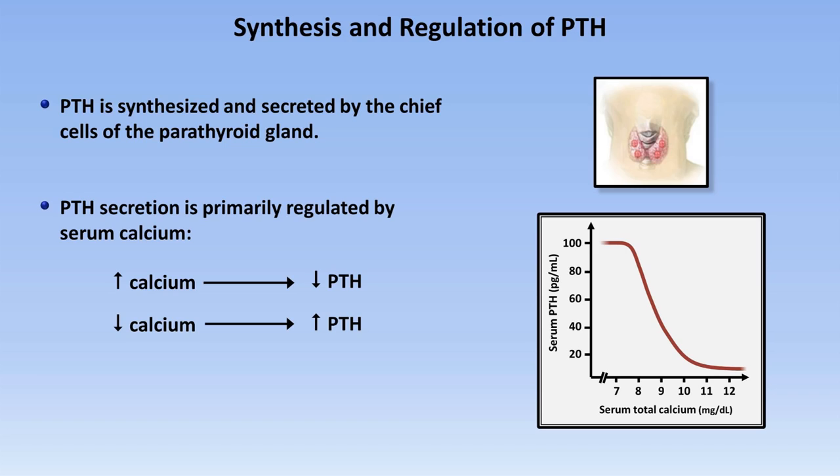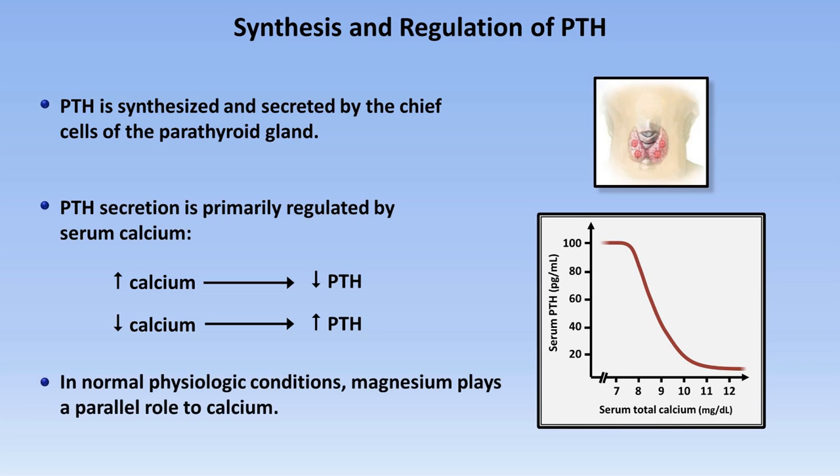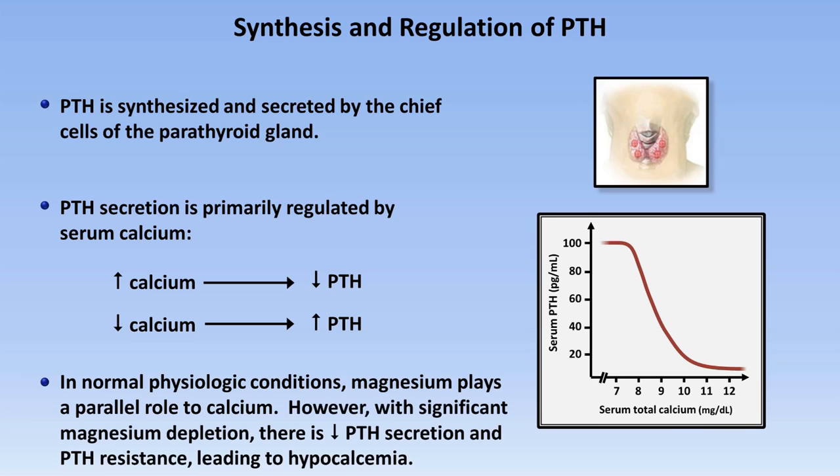The role of magnesium in PTH regulation is complicated and not completely understood. In normal physiologic conditions, magnesium impacts PTH secretion in a way parallel to calcium, such that small increases in serum magnesium lead to small decreases in PTH secretion, and small decreases in magnesium lead to small increases in PTH. However, in states of significant magnesium depletion, there's an impairment in PTH secretion and resistance to PTH action, from which hypocalcemia can develop.